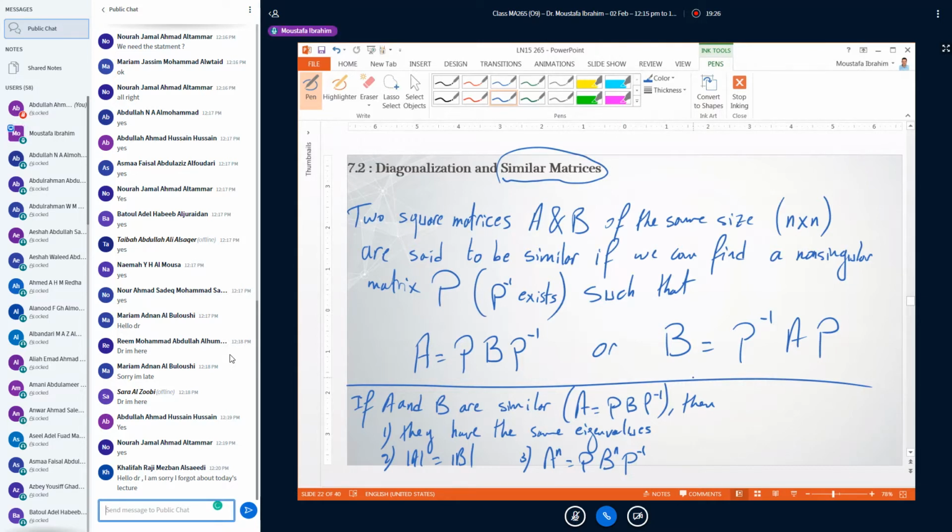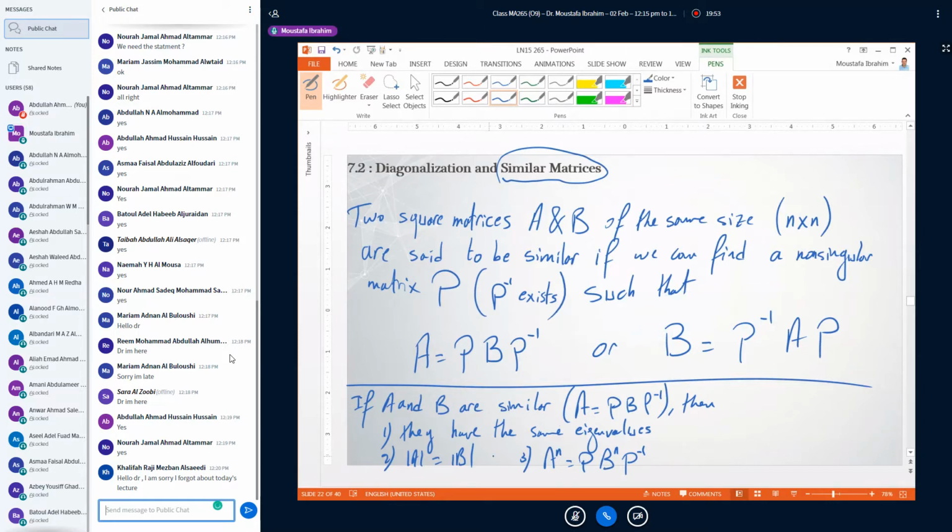Understood, guys? So the definition of similar matrices is very important. If we can write A equal to some matrix multiplied by the similar one B multiplied by the inverse of that matrix, so here A is equal to P B P^-1, with P an invertible matrix, this means A and B are similar.